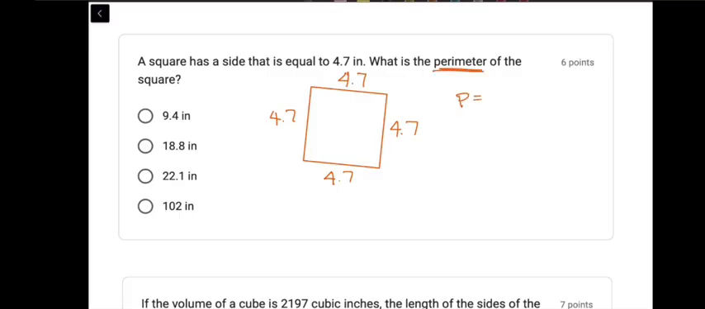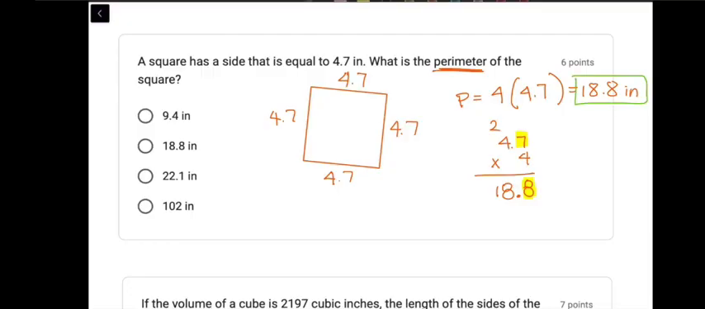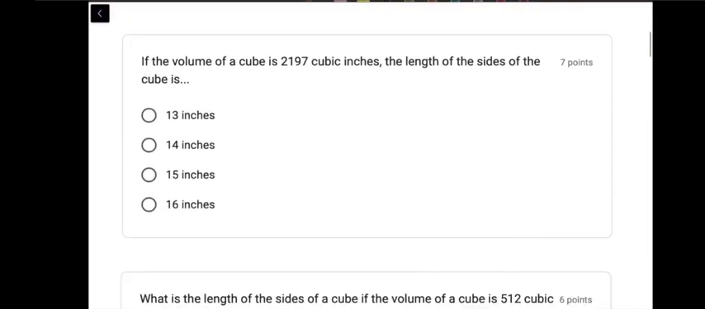Given that all four sides here are exactly identical, we can save ourselves a little bit of time, and instead of adding 4.7 four times, we can just multiply 4.7 times 4. So 7 times 4 will give us 28, carry the 2. 4 times 4 is 16, plus 2 will give us 18. Given that we had one value behind the decimal point, we will need one value behind our decimal point, making our final answer 18.8 inches, which would make it B.